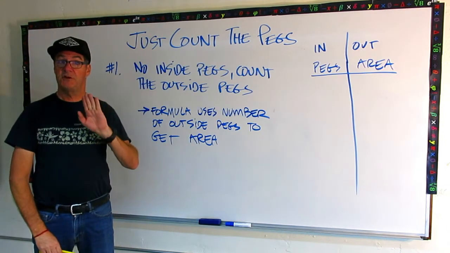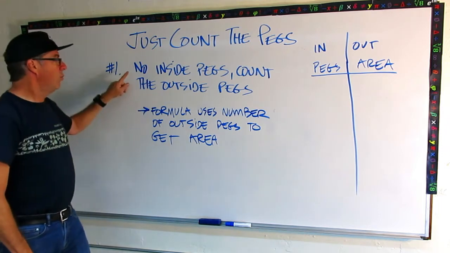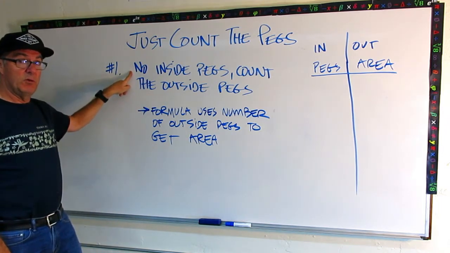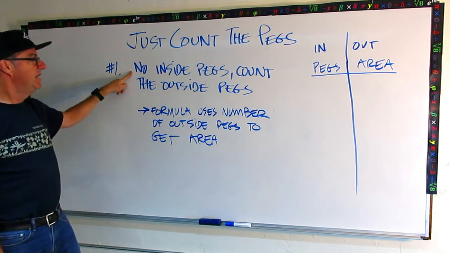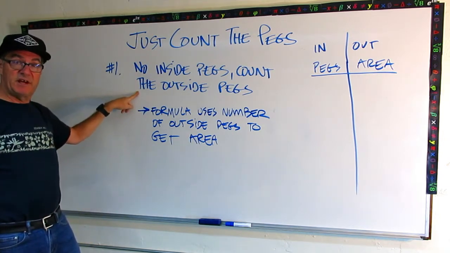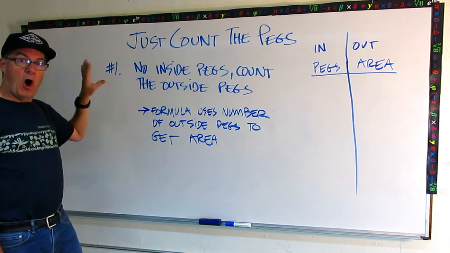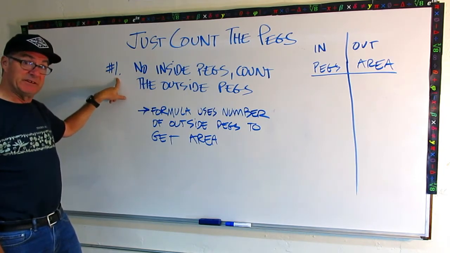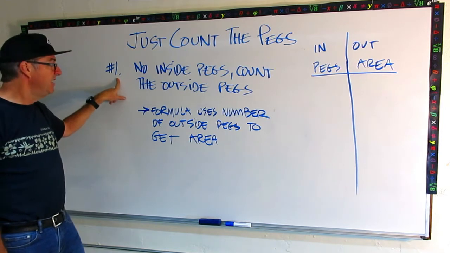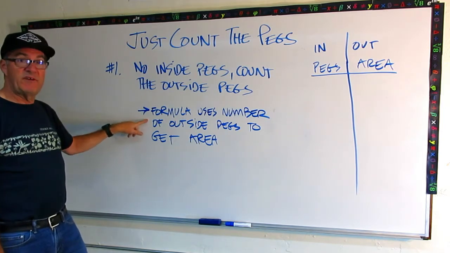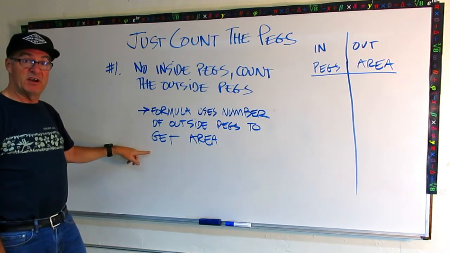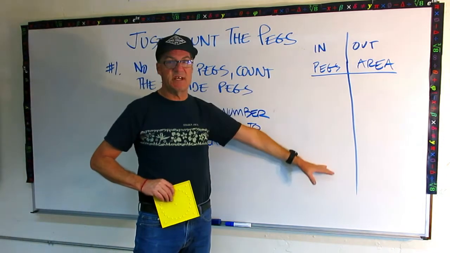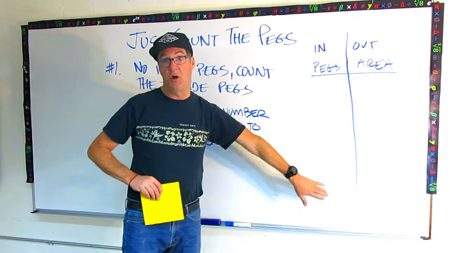Okay, first formula. This one wants no inside pegs in your geoboard. I'm going to show you some geoboards in just a second. And it wants you to count the outside pegs. So all the figures that fit for Formula 1 have no inside pegs. Okay, no freestanding pegs inside. And the formula uses the number of outside pegs to get the area. So I'm going to show you a few on the geoboard. We're going to start our in-out table, and that should get you going on this.